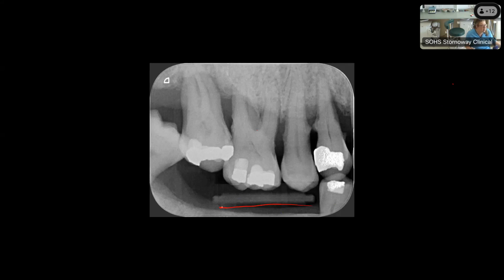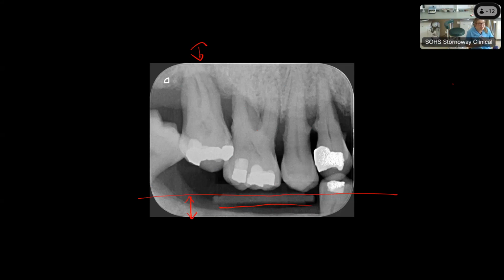What's this thing here? The holder. Yeah, it's the bite block. So technically that sensor has been placed too far down the bite block. The bottom edge of this radiograph should be there, and then this bit here would have been there, which would have just given you a slightly better image.